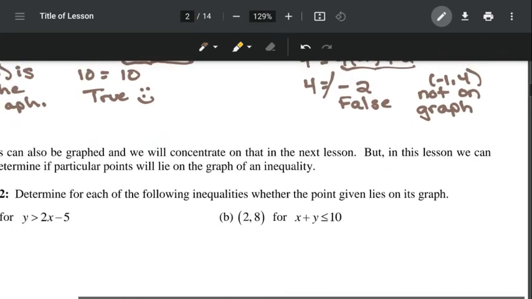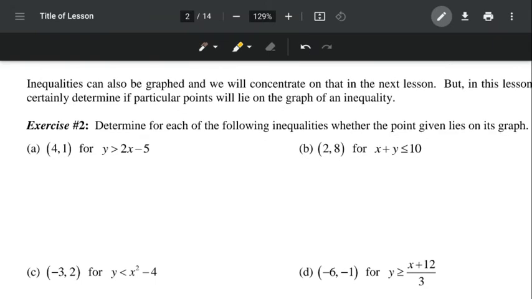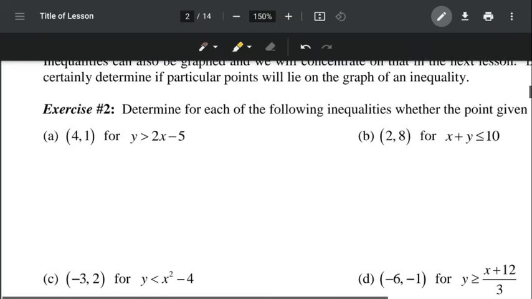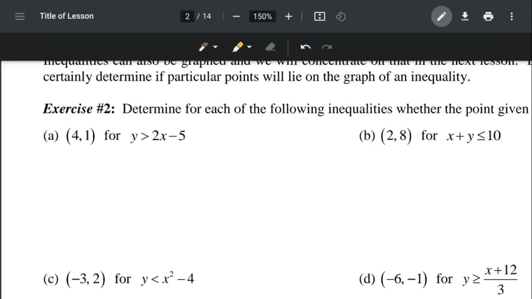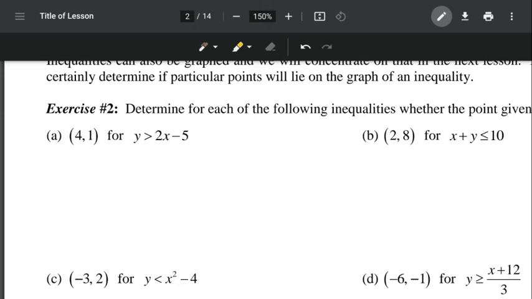Okay, same idea now, except we have inequalities. And going back to the beginning of the year, inequalities have the alligator mouth. It's greater than, less than, or some type of combination of that and equal to. So our instructions say determine for each of the following inequalities whether the point lies on the graph. So again, if it's true, it's on the graph. If it's false, it's not on the graph.